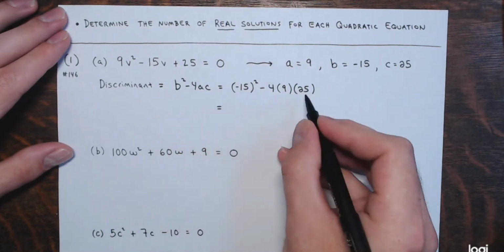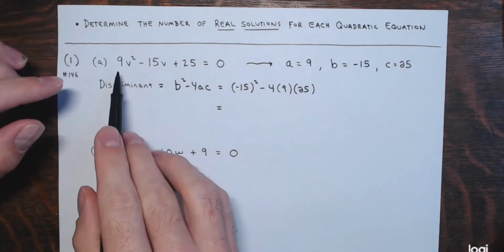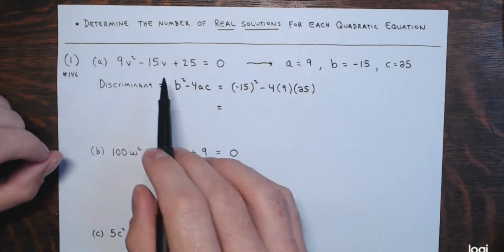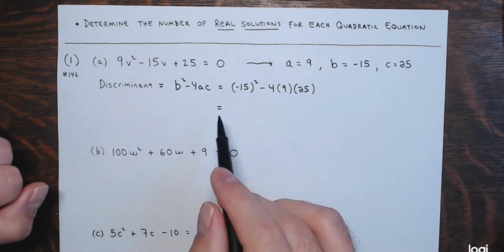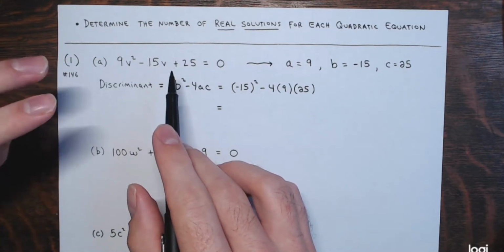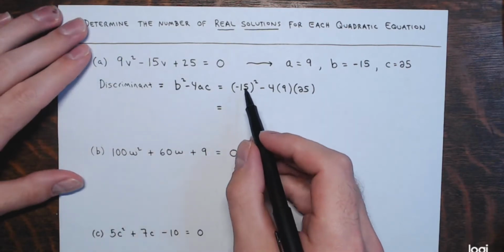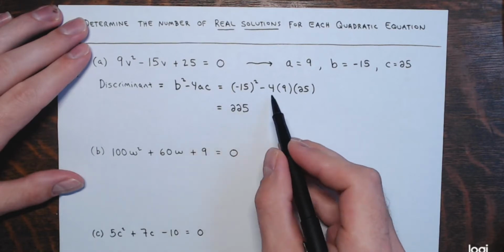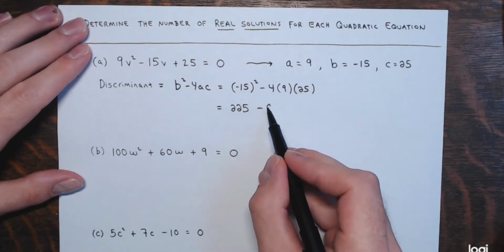And then we simplify this, and if it's positive, one more time, the equation will have two real number solutions. If it's 0, the equation will have one real number solution, just negative b over 2a. And if it's negative, the equation will have no real solutions. It'll have two complex solutions, with an imaginary number in it. Negative 15 squared is positive 225. And then we have minus 900. 4 times 25 is 100, times 9, minus 900.